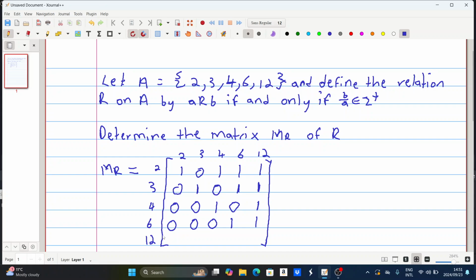12 into 2 doesn't go, 0. 12 into 3 doesn't go, 0. 12 into 4 doesn't go, we put 0. 12 into 6 doesn't go, we put 0. 12 into 12 goes there once.